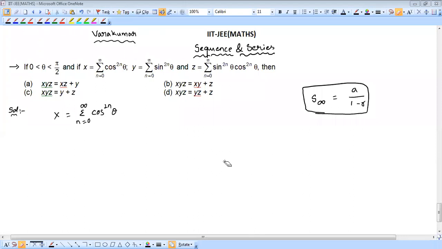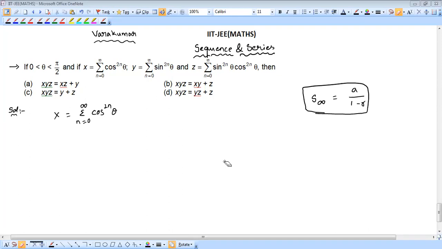This is Varakumar. On the screen, if you are seeing, if 0 < θ < π/2, and if x = Σ (n=0 to ∞) cos^(2n) θ, y = Σ (n=0 to ∞) sin^(2n) θ, and z = Σ (n=0 to ∞) sin^(2n) θ cos^(2n) θ.